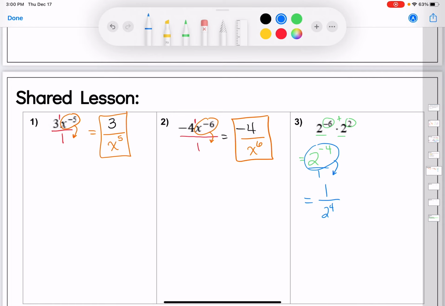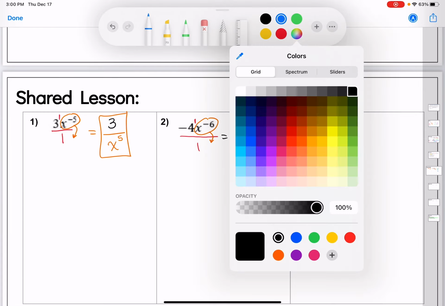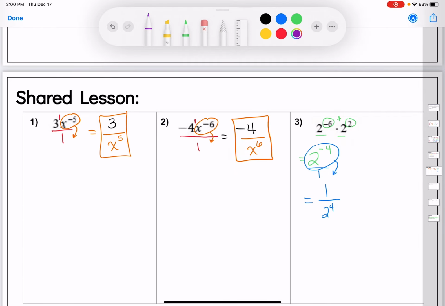2 to the negative 4th, reciprocal, 1 over 2 to the 4th, if you like thinking reciprocal instead of move. All right, and then I just have to simplify this numerical base, so this becomes 1 over 16, right? 2 to the 4th is 16. That was the one way to do it, and that's a good way. I kind of like it. But you could do this a second way.